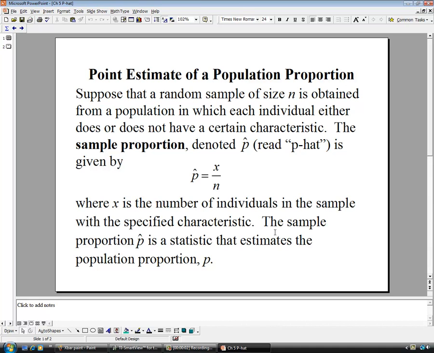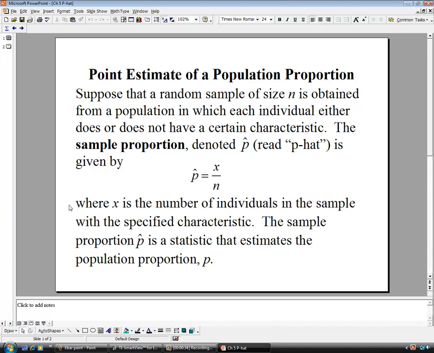Alright, the other sample distribution we're going to use is for qualitative data, which deals with proportions. The binomial is what we used previously, so sample proportion is going to work very much like that. The notation for the sample proportion is p with a little caret on top. It's called p hat, looks like it's wearing a hat, and it's calculated by taking x and dividing by n.